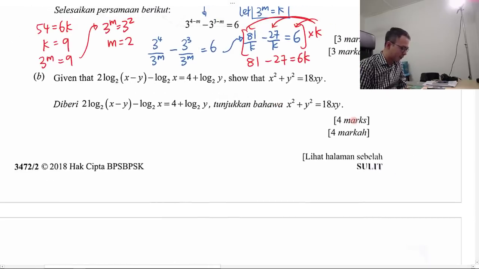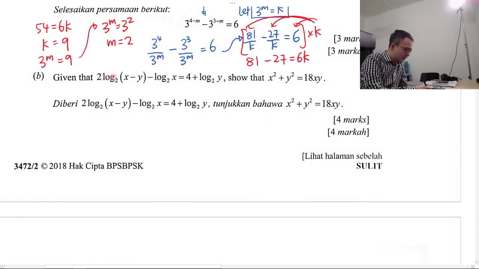Alright, so it's given that 2 log 2 and then x minus y, you will get this equation. And then the question basically asks you to show that x squared plus y squared, you will get 18xy. So this is what we want to do.